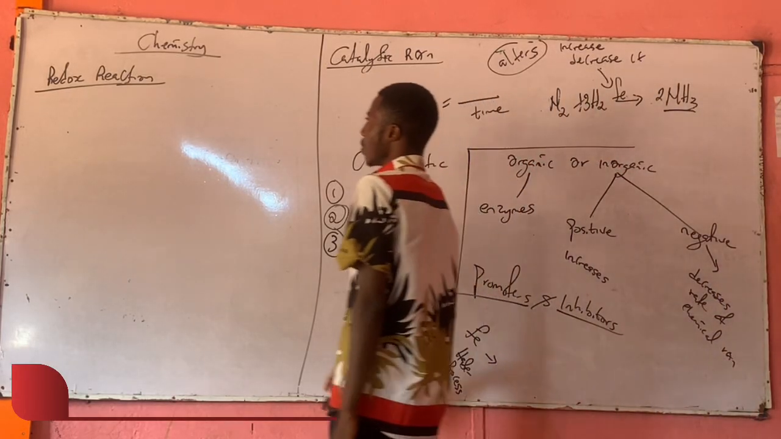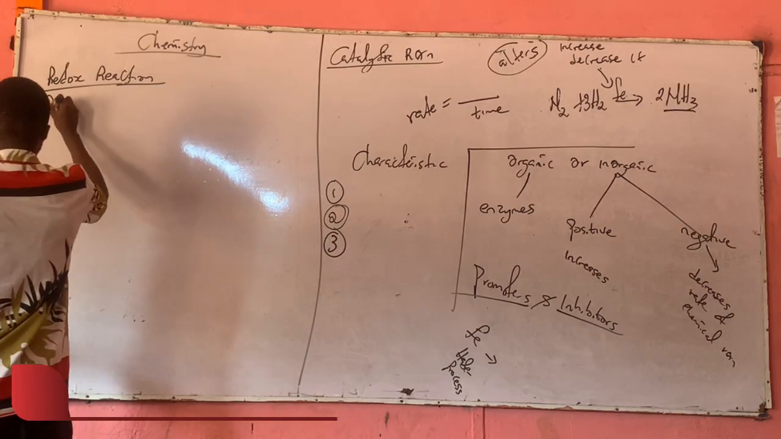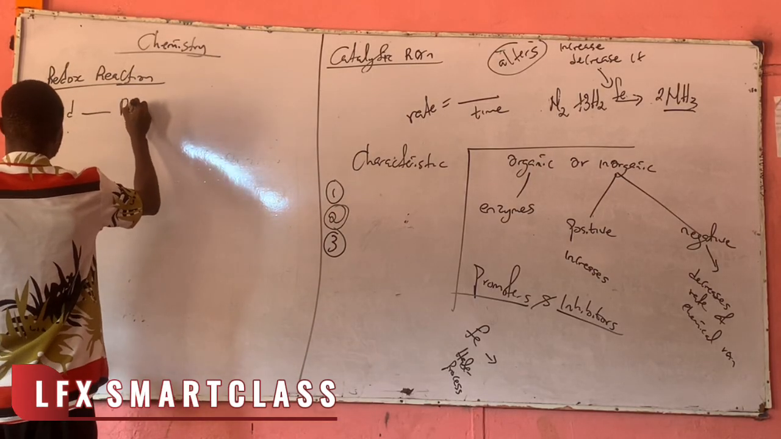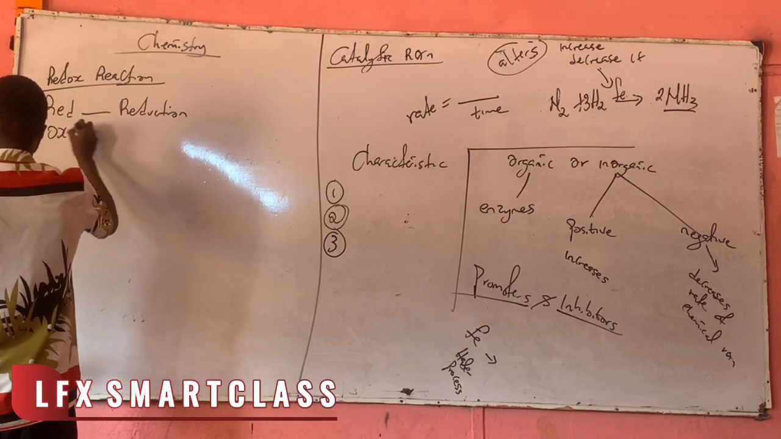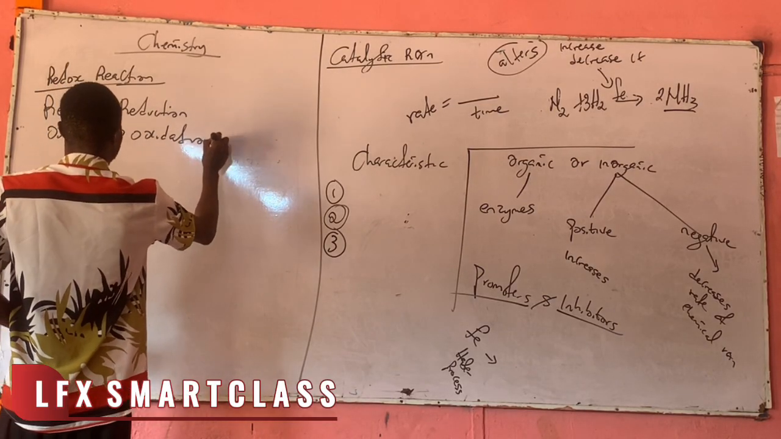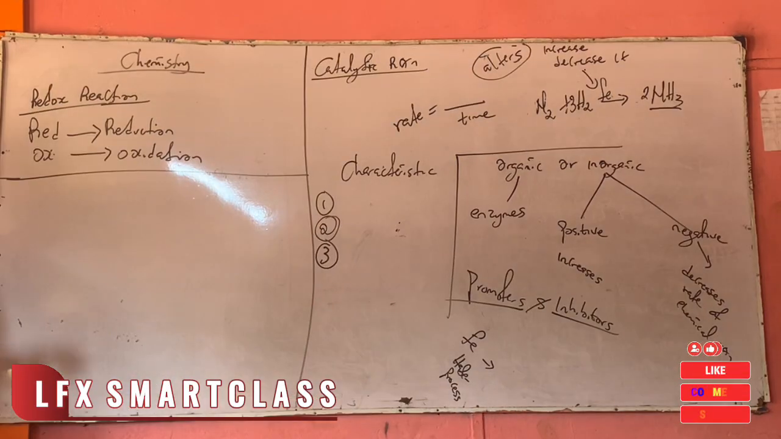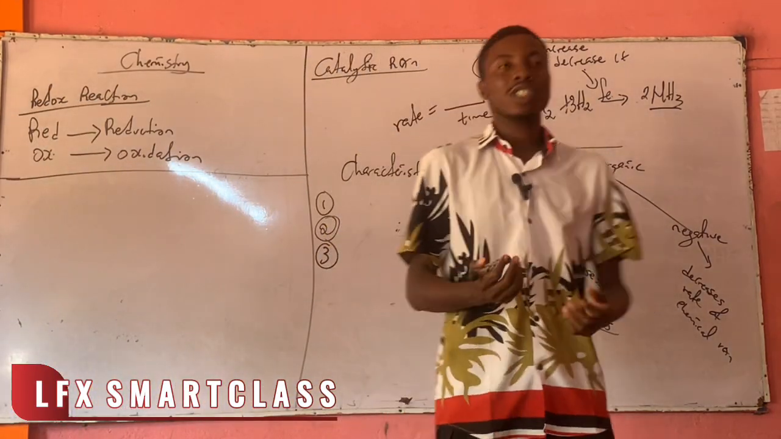Redox is a reaction; the name is a short form: red for reduction and ox for oxidation. There are 5 ways in which we can define a redox reaction.